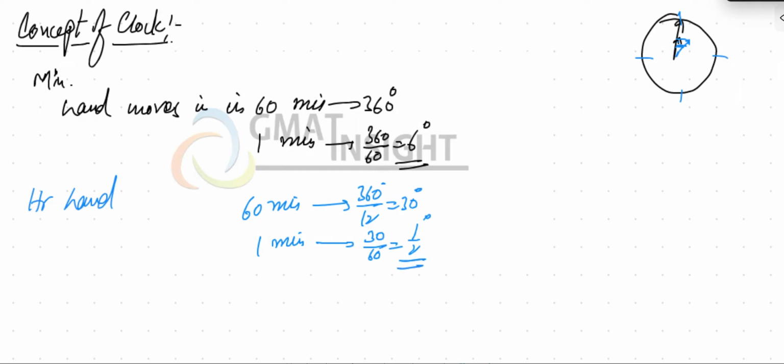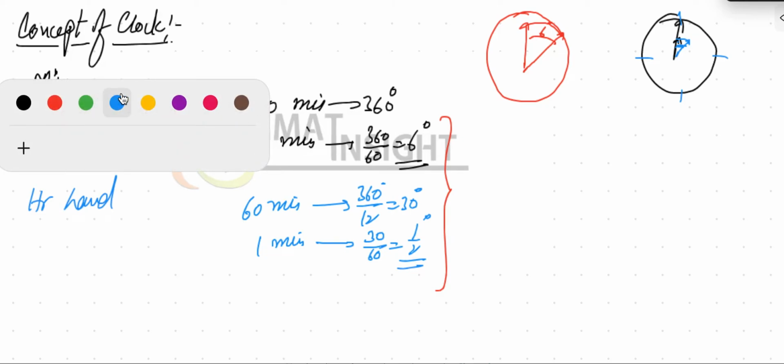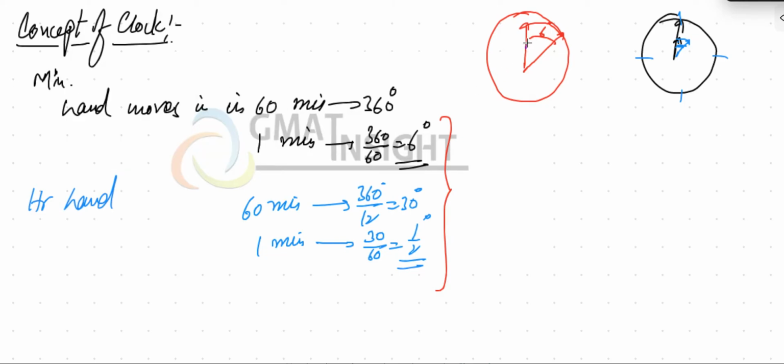These are two important things. Now we are going to club them together, and that's going to be the concept of the clock. Now the dynamics is that we have the minute hand, which moves by 6 degrees in 1 minute. Let's assume that this is 6 degrees. And there is another hand, the hour hand, that moves by half a degree. So now let's suppose that the hour hand comes here, this is half a degree.